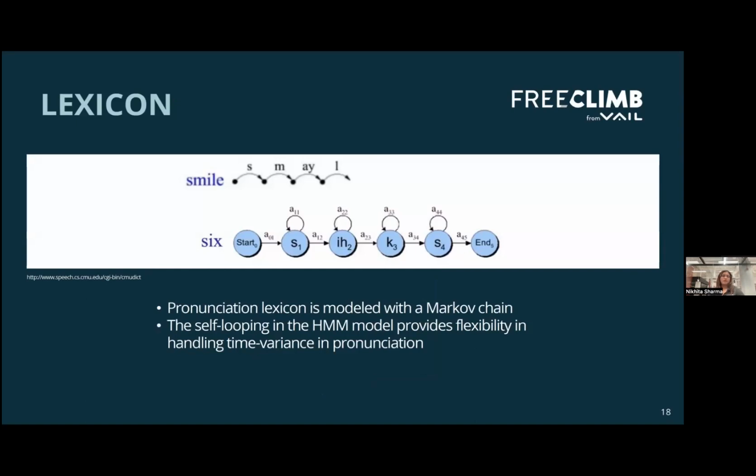And if you have a closer look, this is represented using Markov chains and HMM modeling, and it can also account for handling variation in timing. So if somebody was to say six, they could say it in different ways. You can emphasize different parts of the word, and the HMM can handle that variability by the self-looping.